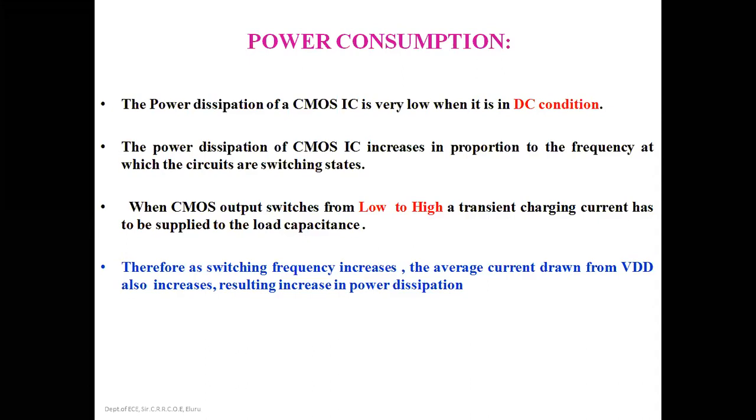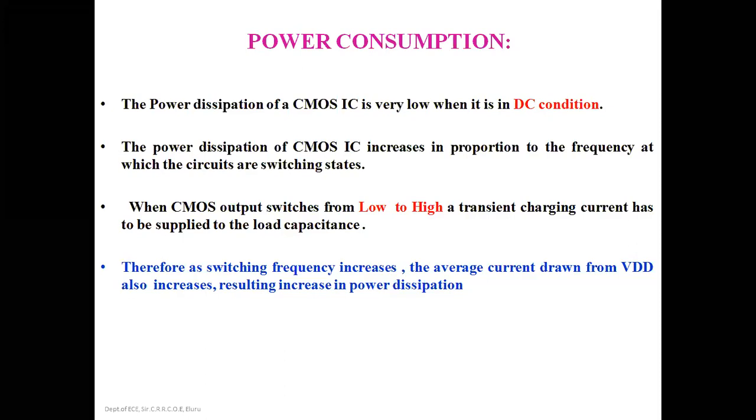Here the power dissipation of a CMOS IC is very low when it is in DC condition. So what is a DC condition here? The DC condition refers to the static condition or the steady state condition of the CMOS device, because we can describe the behavior of the CMOS device under two different conditions. One is the static condition and the second is the dynamic condition.